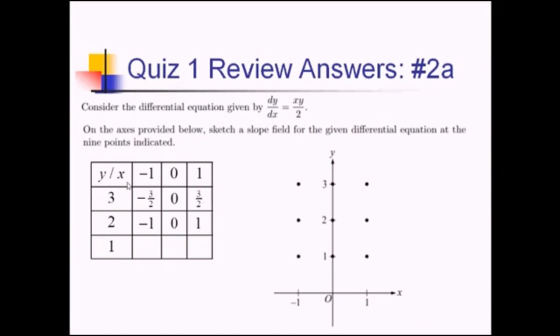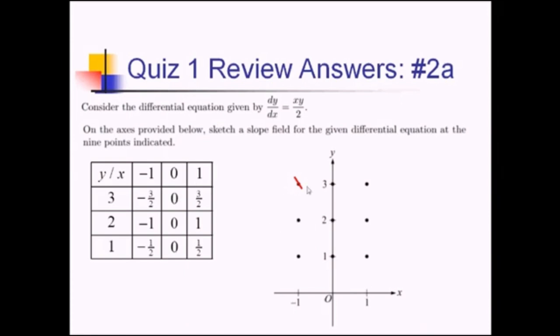Next, we have the x value -1 times a y value of 1 over 2. So that's -1/2. And then we get 0 and +1/2. So drawing these out, we'll start up here. This is going to be negative 3/2, so that's a slope of down 3 over 2, so something like that. Down here over 2, there we go.